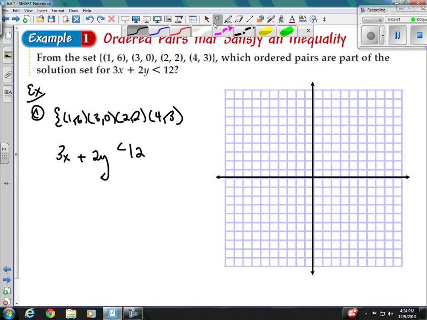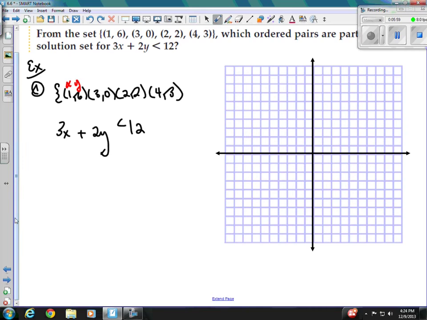You can go above your ordered pairs and write x and y and plug in the values into your equation and make sure it's less than 12. Or what we're going to do today is we're going to graph it and then check the ordered pairs. So once again, if this is my inequality, I need it in slope-intercept form. So I need it to look like y = mx + b.